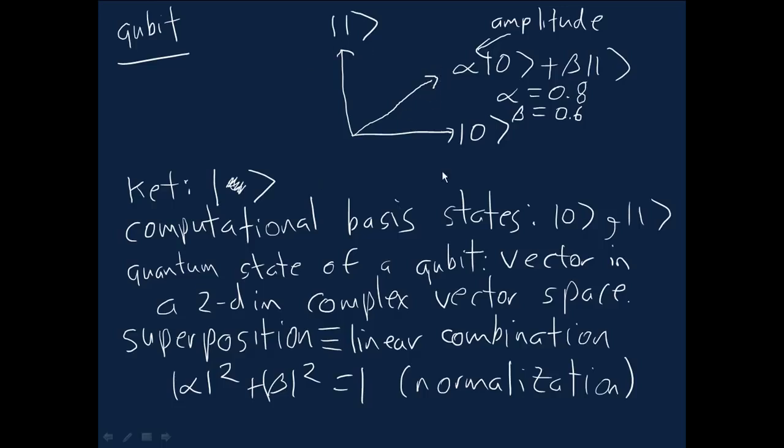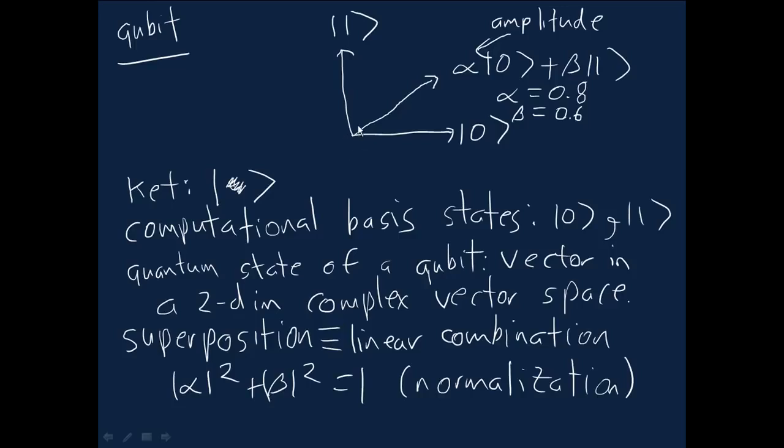So in general, we can think of the state of a qubit as just being a normalized unit vector in this two-dimensional complex vector space. And if there's one sentence you're going to take away from this video, that should be it: the quantum state of a qubit is a vector of unit length in a two-dimensional complex vector space. Okay, we've pretty much covered everything we need to know about qubits.